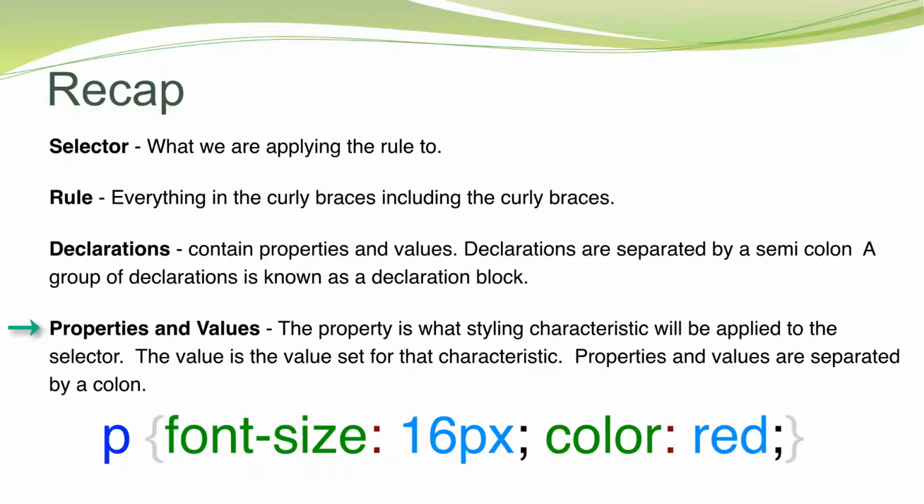Properties and values. The property is what styling characteristic will be applied to the selector. The value is a value set for that characteristic. Properties and values are separated by a colon. That concludes this video on CSS syntax.